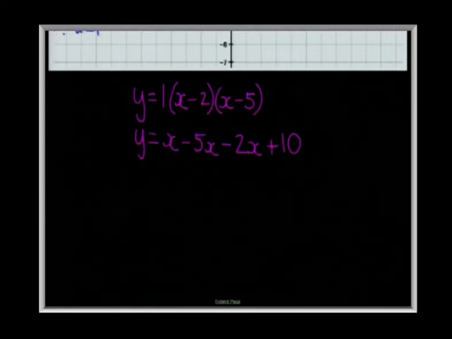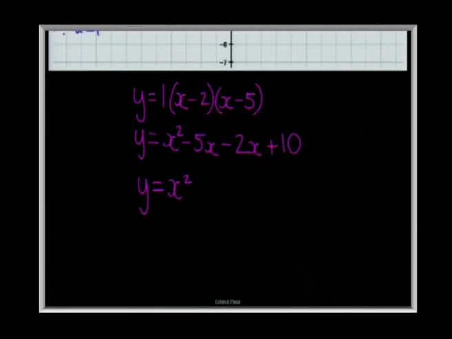The last step is to then add your like terms. Sorry, that's x squared. X squared minus 7x plus 10. And there we have it. We have our equation in the ax squared plus bx plus c version. Let's move on to the next question.